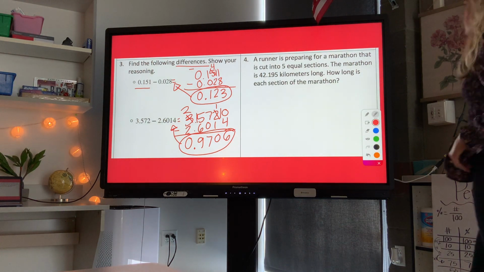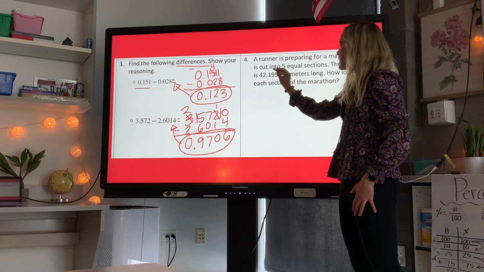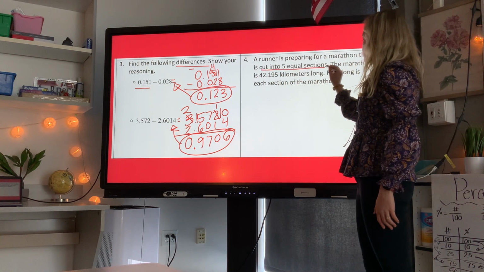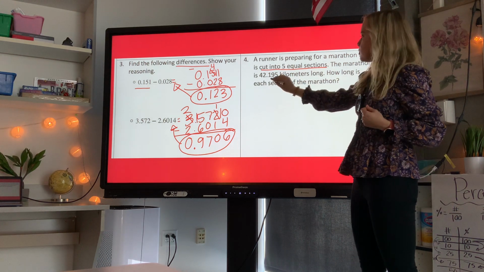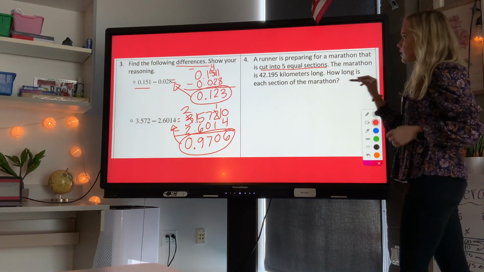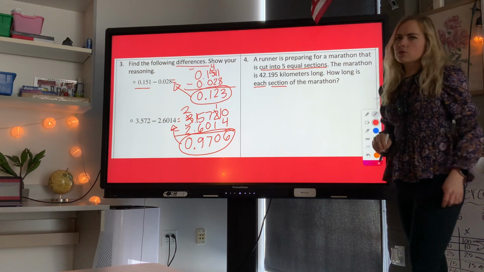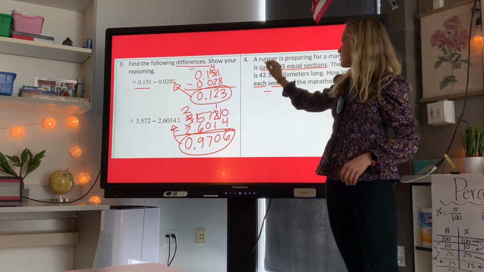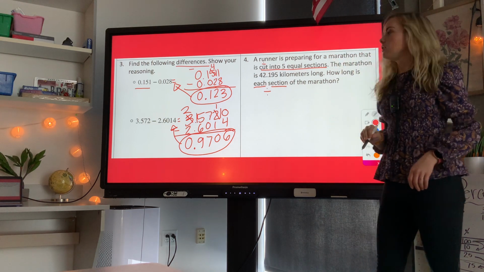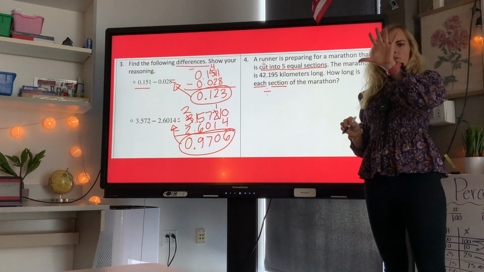Next one, a runner is preparing for a marathon that is cut into 5 equal sections. So there's 5 sections to it. The marathon is 42.195 kilometers long. How long is each section? Usually when it's asking how much is each section, that means we're going to be dividing. Or anytime it says cut, that means we're going to be dividing. So we're dividing by 5 because we're splitting it into 5 pieces.